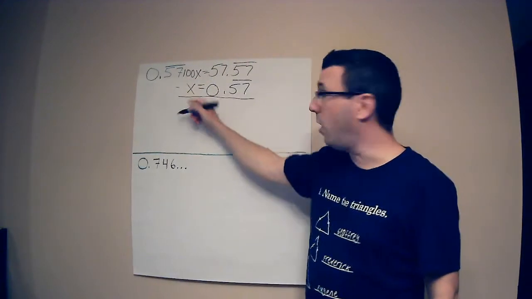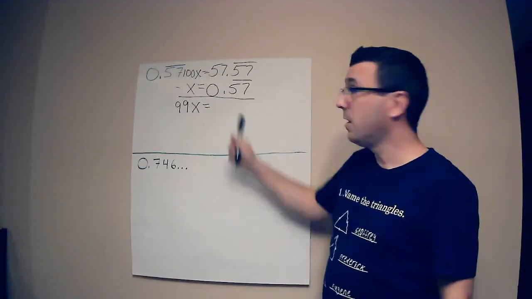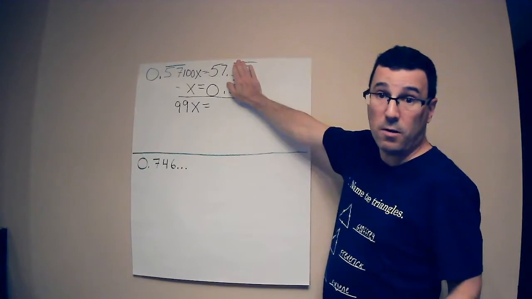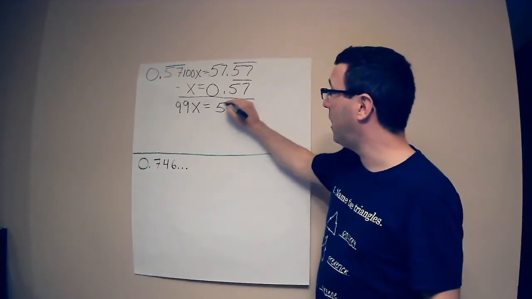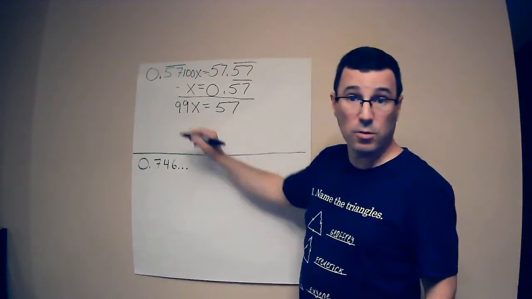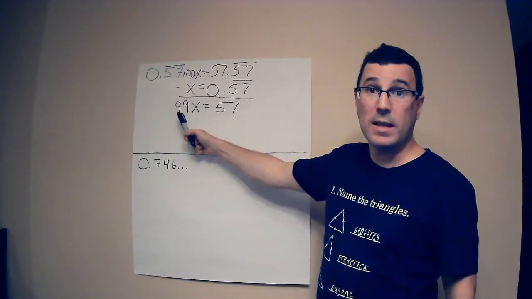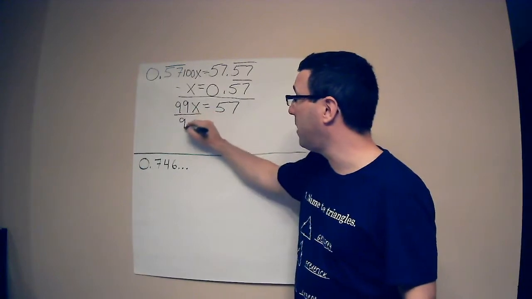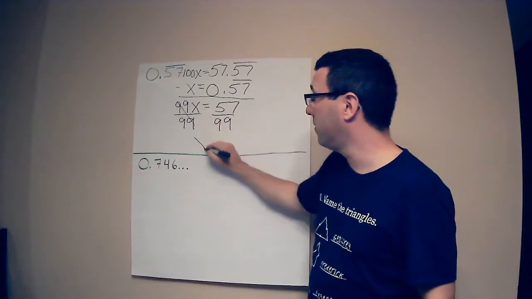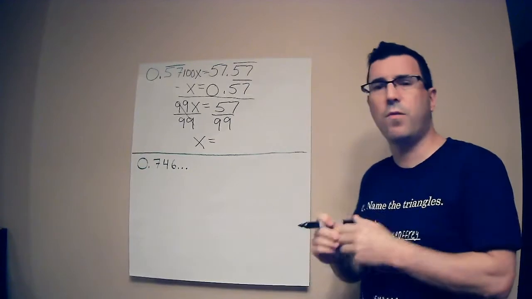100 minus 1 is 99, so that's 99x. And then again, when I do this subtraction, the repeating part is going to disappear, so we're just going to be left with 57. So I'm going to do like I did before. I'm going to divide by what's multiplying the x, so I'm going to divide by 99 on both sides. That's going to cross out. I'm going to get x equals, and then I have to ask, what goes into both 57 and 99?